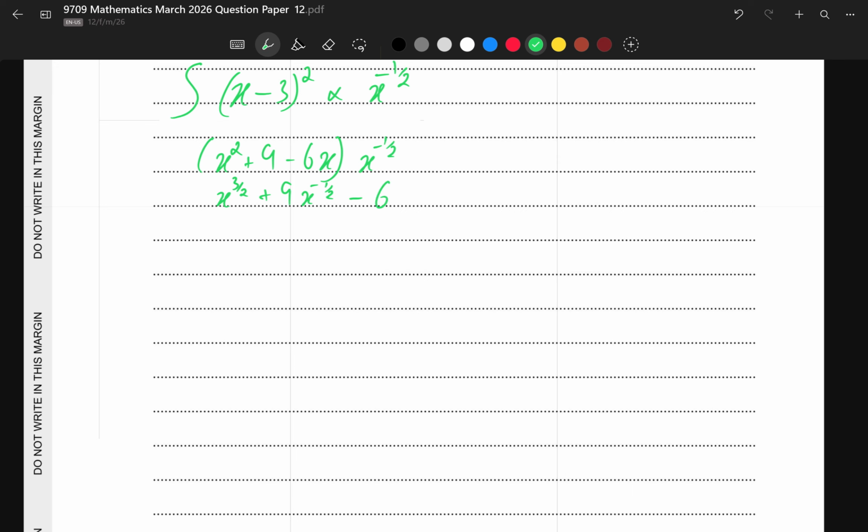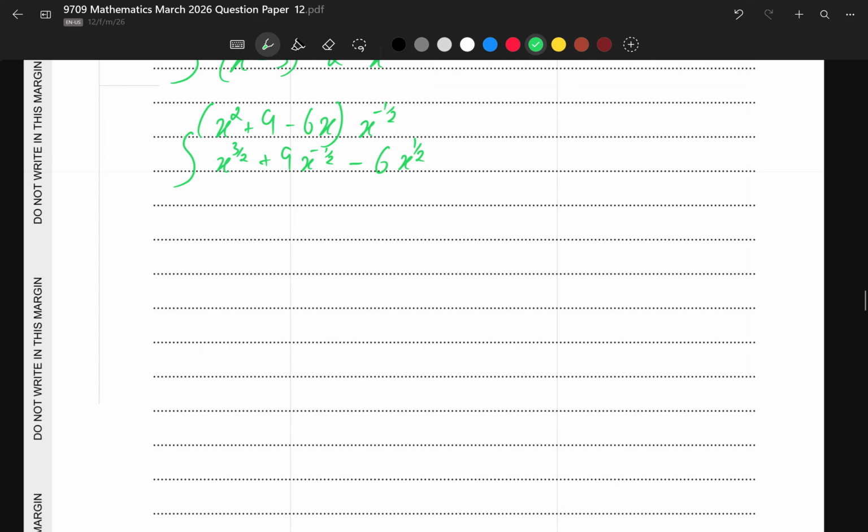minus 6x raised to the power 1/2. Now we can just integrate this. So 3/2 plus 1 is 5/2, and 5/2 must be divided by x.